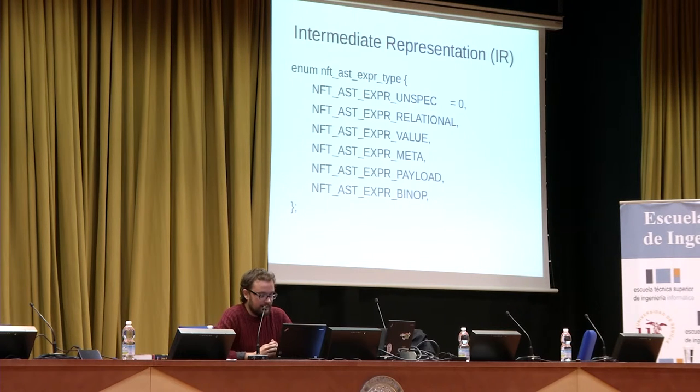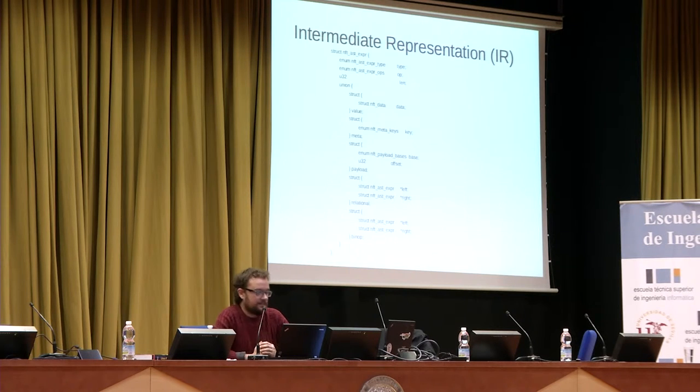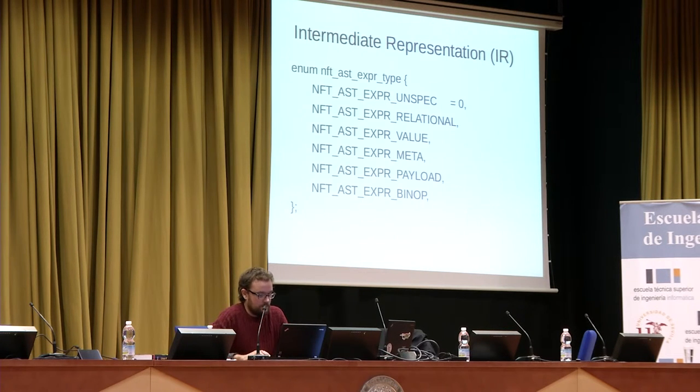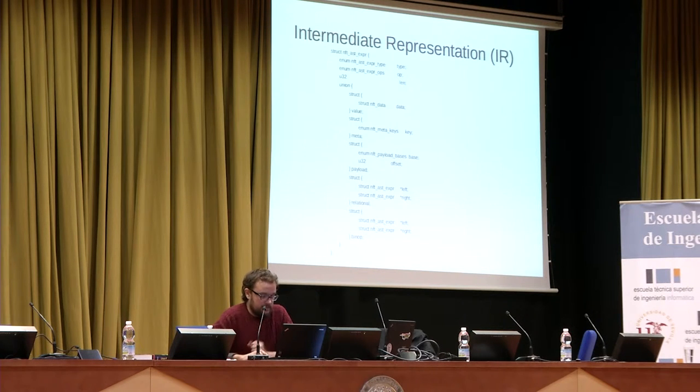So the existing expressions available, the AST stands for abstract syntax tree. So we have a relational, value, meta, payload, binary operation. And this is how the expression looks like. Basically, we have a type of expression that is one of the possible ones in this enumeration, and then we have operations. These operations indicate, in case it's a relational, what kind of relational it is. If it's a comparison, is it greater than, is it less than, is it and or XOR, whatever. Then we have a field that is generic to all expressions, that is length.